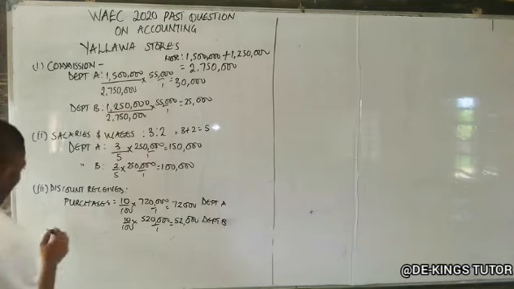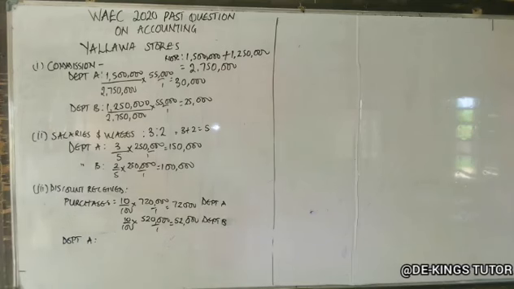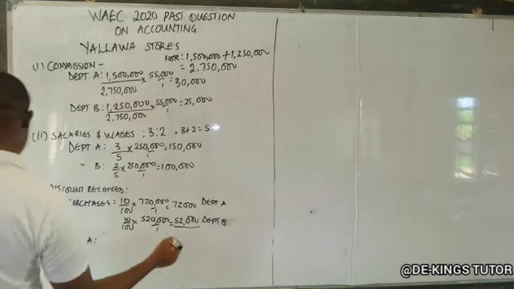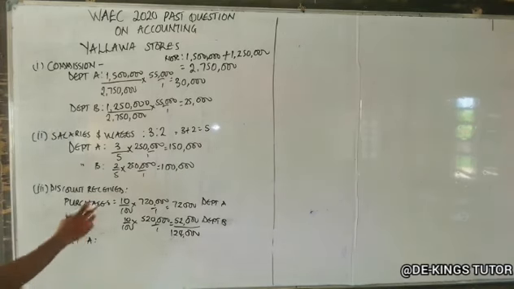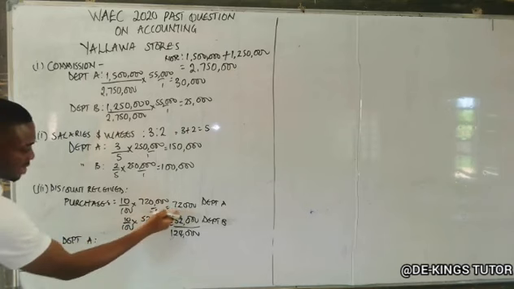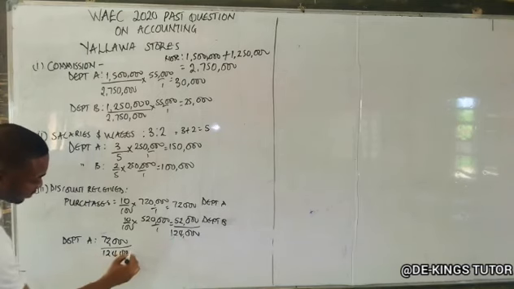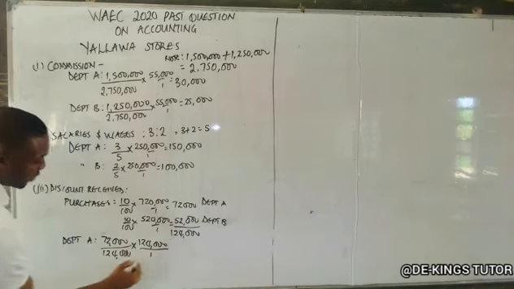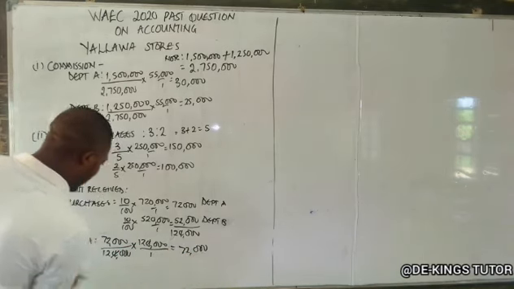If you check there in the question, the discount received amount is 124,000. So if we add 72,000 plus 52,000, it will give us 124,000. Okay, so for Department A now, it will be the 72,000 divided by the total 124,000 times the discount received, which is 124,000 over 1. So this cancels this, and what we have is just 72,000 for Department A. The same way for Department B, we have 52,000.